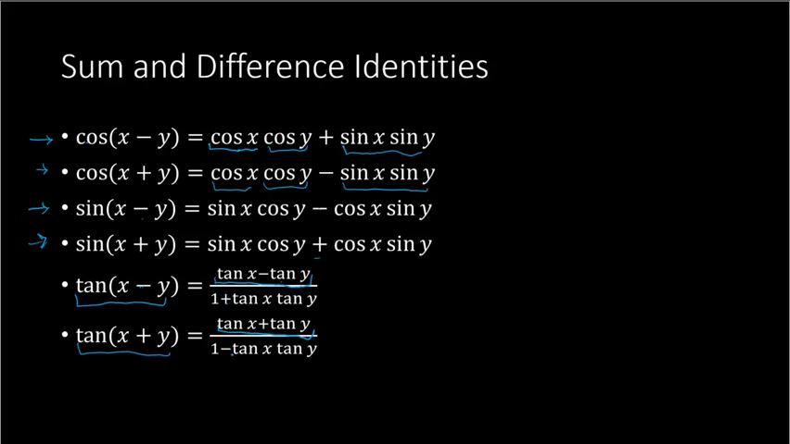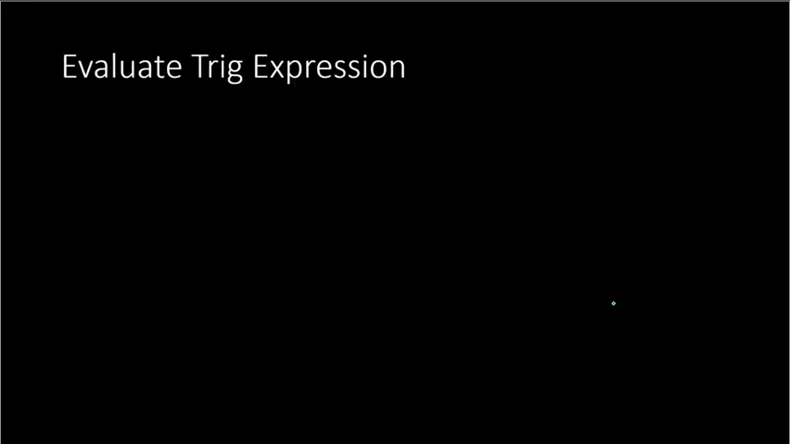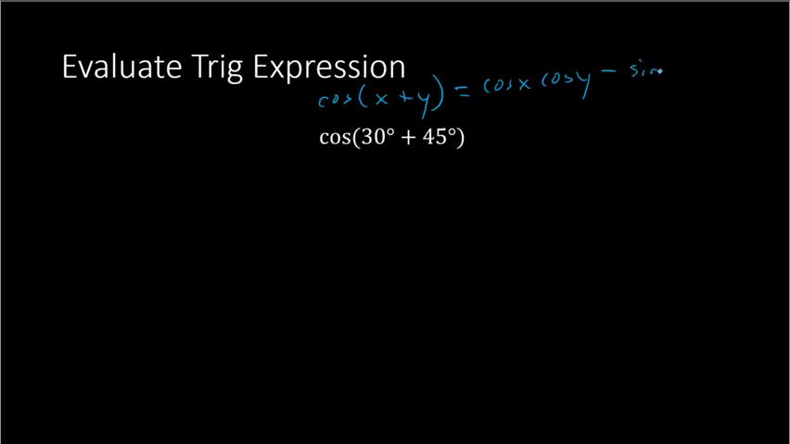Now, assuming we have those memorized enough, we want to use them to evaluate different trig expressions. For example, here we have cosine of 30 degrees plus 45 degrees, or in other words, we're trying to find the cosine of 75 degrees. We can recognize this as being similar to cosine of x plus y, like we had on the previous slide. Instead of x and y, we have 30 and 45 degrees. If you have that memorized, you can write that out: cosine of x times cosine of y, the cos go together, and then the sign will change, so plus becomes minus, and then sine of x times sine of y.